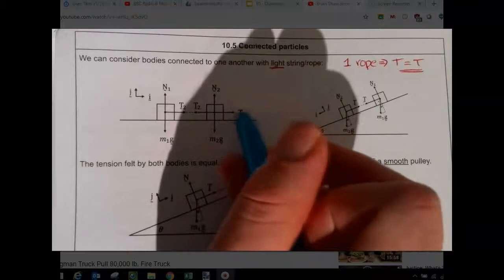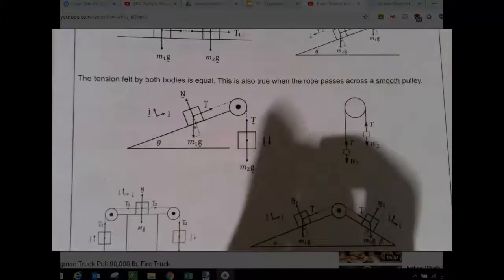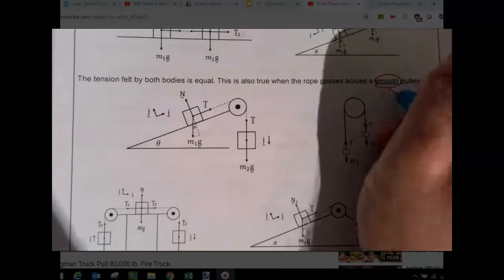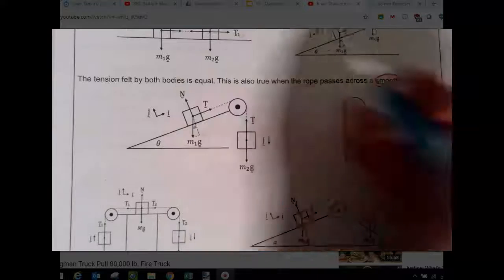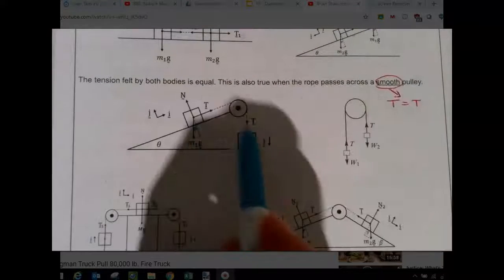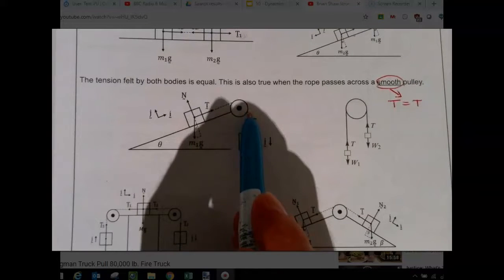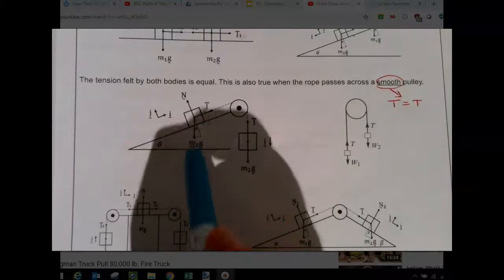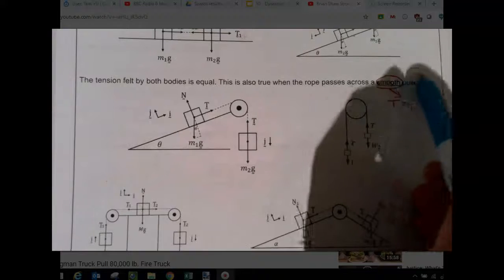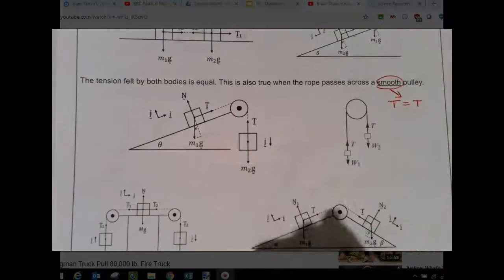Here we've got this extra pulling force, which is called T1 on this diagram. When we have a pulley involved, the effect of a smooth pulley is that it doesn't apply any friction to the rope, and therefore T still equals T. The tension is equal and opposite on both objects, even though the rope has turned a corner and the direction of motion has changed. So a key thing, if we see smooth pulleys, then the tensions are equal. This example here, and this one here.